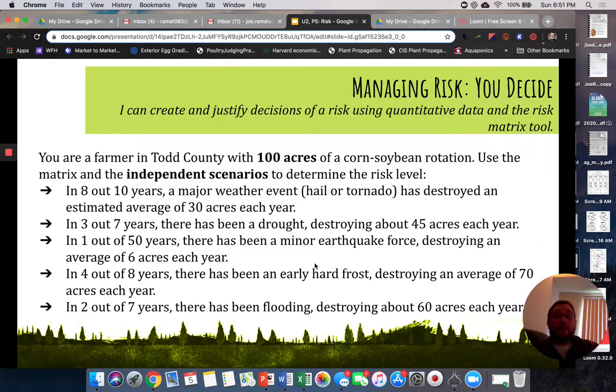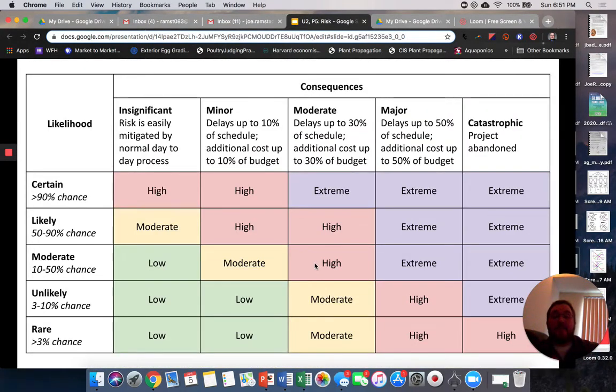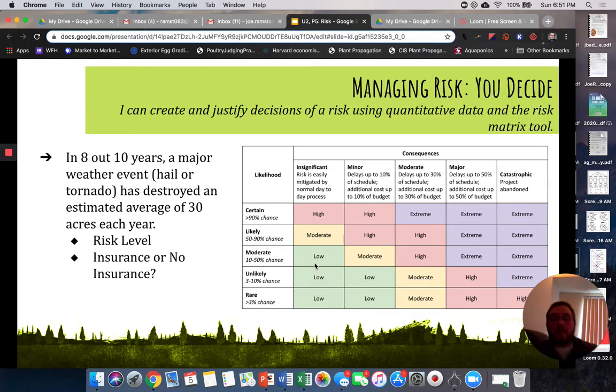Okay, so this is, again, that risk table. You're going to see this on every single slide moving forward. Why don't we do this first one together, and then I'll have you do the final 4 on your own. All right. In 8 out of 10 years, a major weather event, think hail or tornado, has destroyed an estimated average of 30 acres each year. And remember, you have 100 acres of a corn-soybean rotation. Okay, so that means in 8 out of the last 10 years, you have had a major weather event that has destroyed, on average, 30 out of your 100 acres.